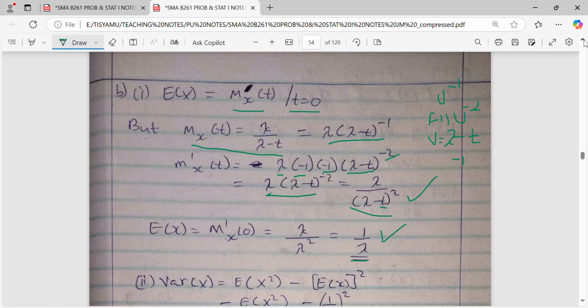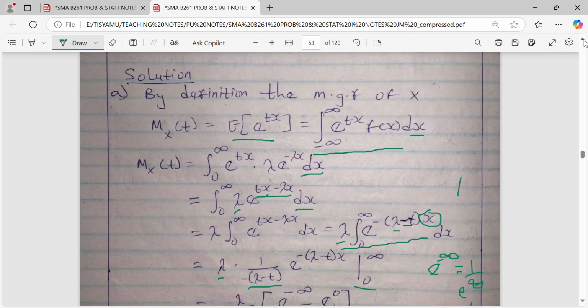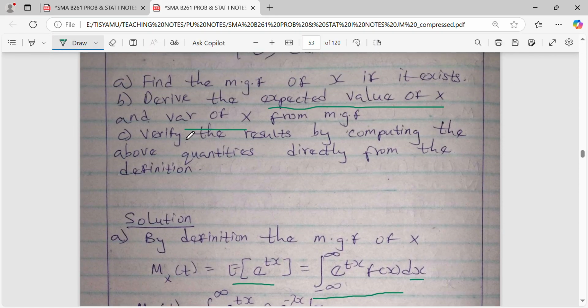The next part is to find the variance, and we are going to use the definition of variance.